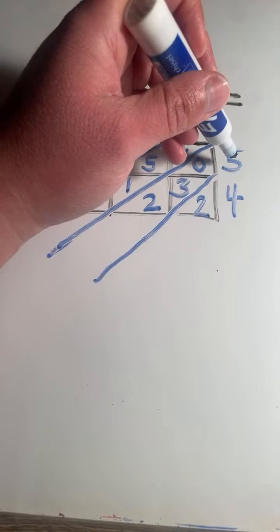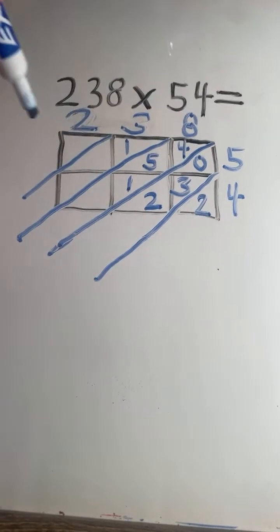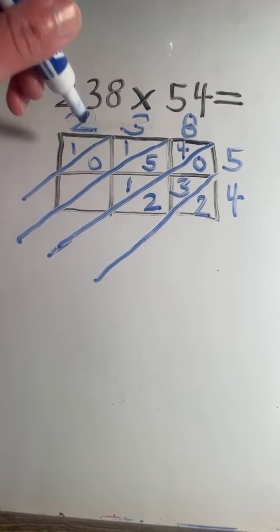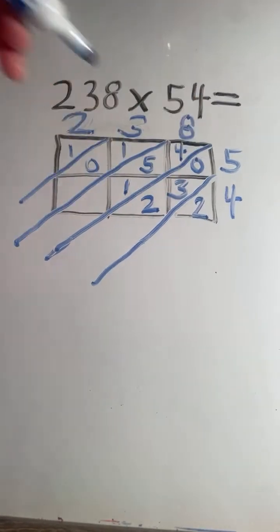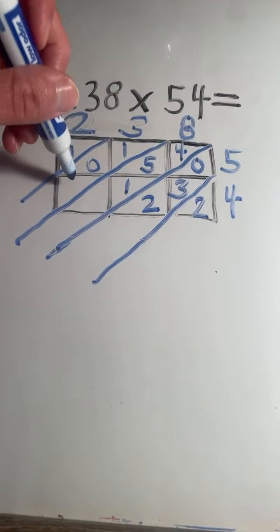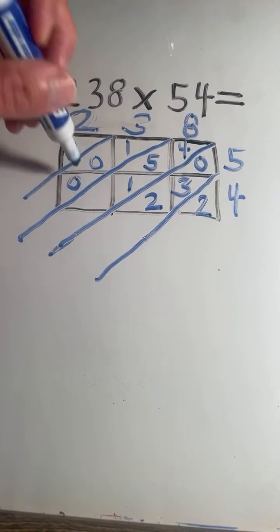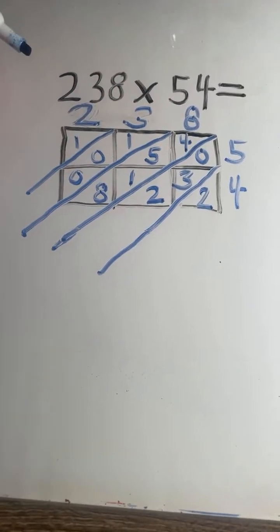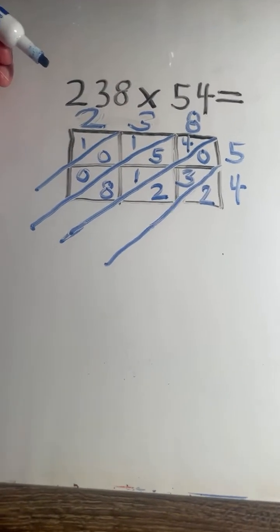2 times 5 equals 10. The answer to 2 times 5 is going to go in this square. So we have a 1 in the top triangle, 0 in the bottom triangle. 2 times 4 equals 8. There's nothing in the tens place for the number 8, so we're going to put a 0 in the top triangle and 8 in the bottom triangle. So all our multiplication is done.